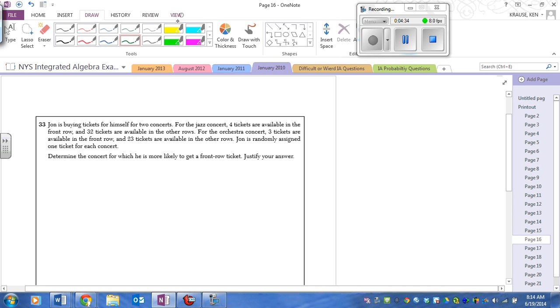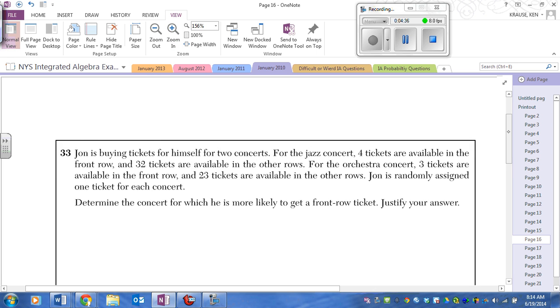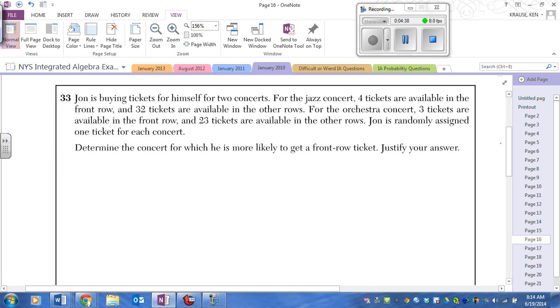John is buying tickets for himself for 2 concerts. For the jazz concert, 4 front row tickets are available, and 32 are available for others.